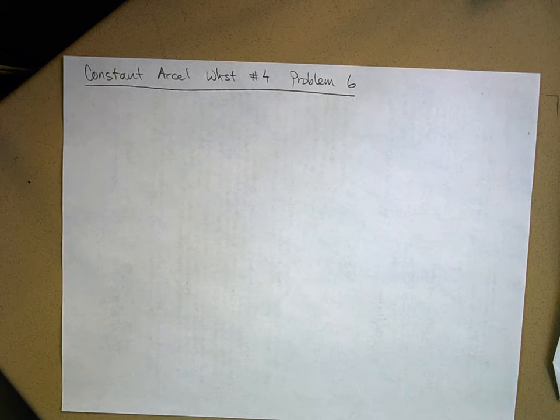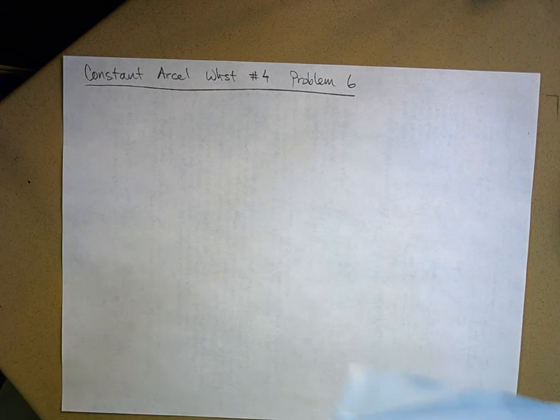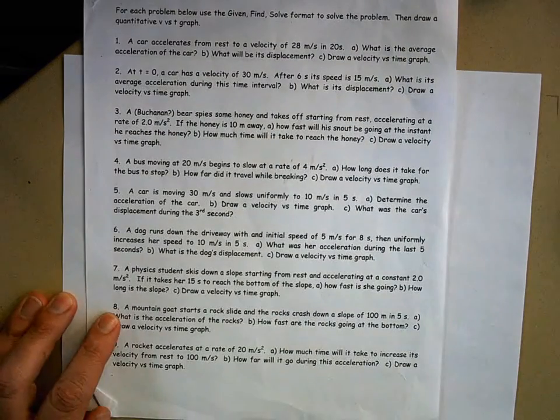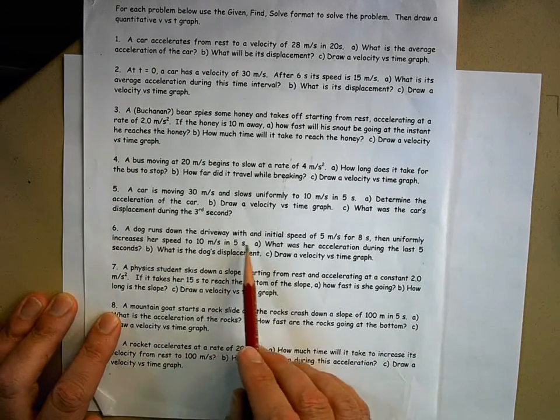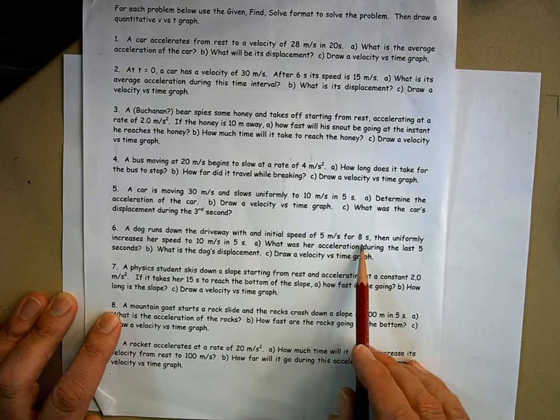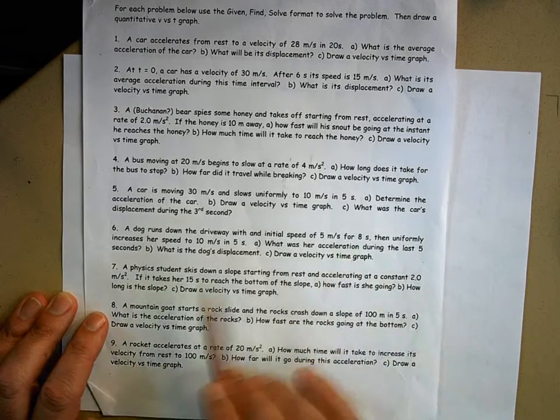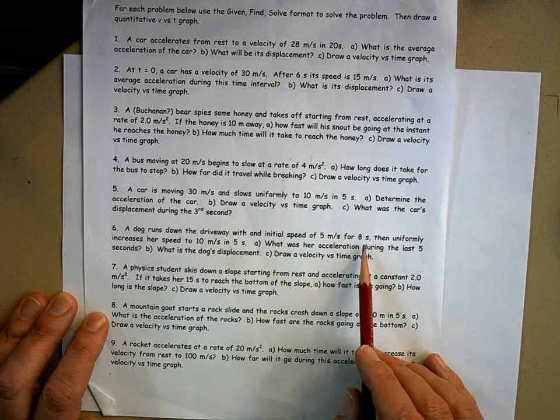Let's work the constant acceleration worksheet number 4, problem number 6. And this is one of the more complicated problems on this worksheet of problems. And it says here, a dog runs down the driveway with an initial speed of 5 meters per second for 8 seconds. So it's just got a constant velocity of 5 meters per second. It's going to run like that.